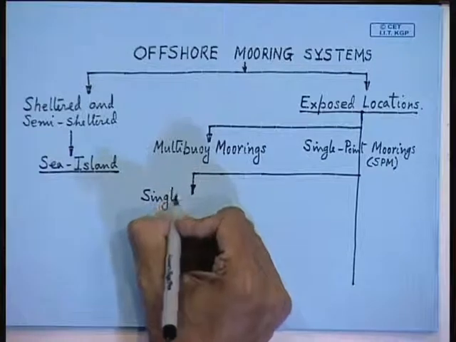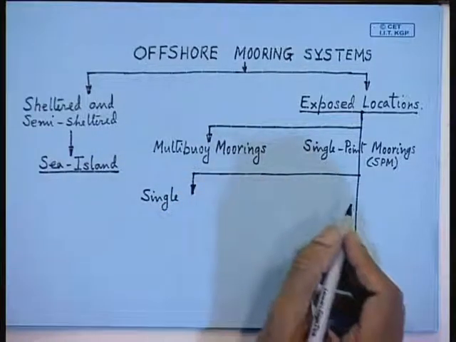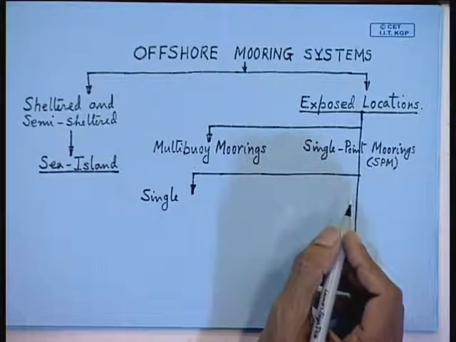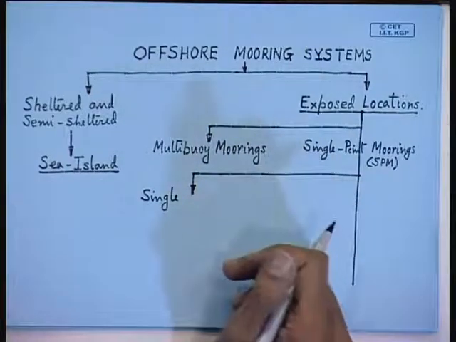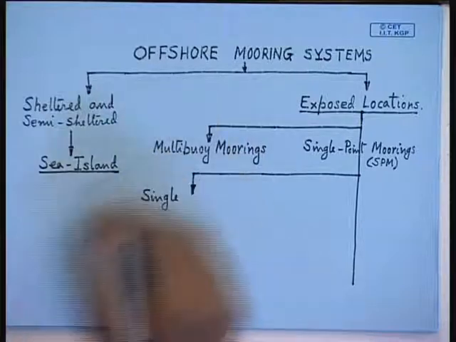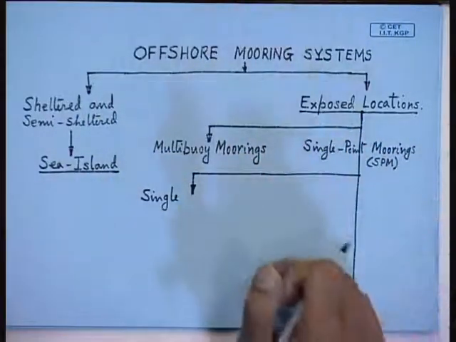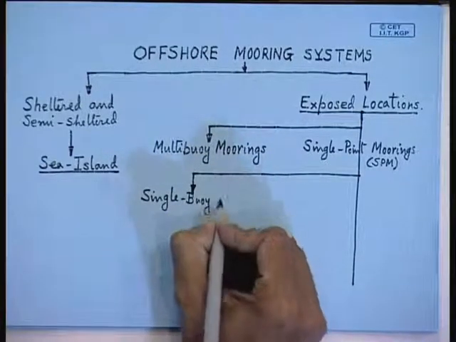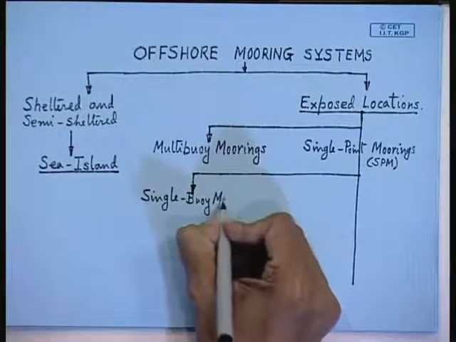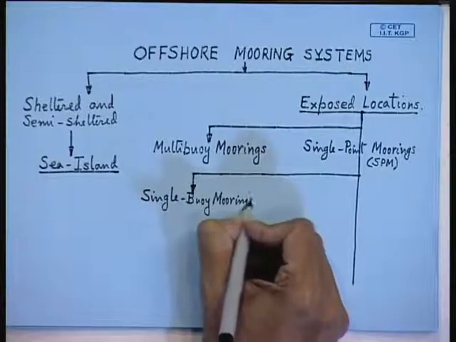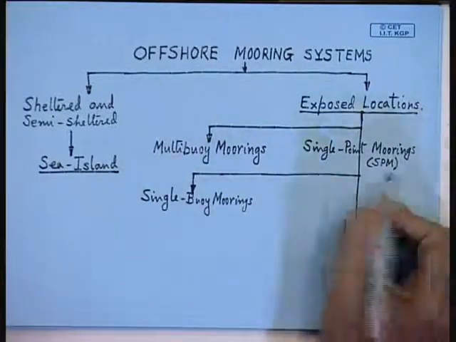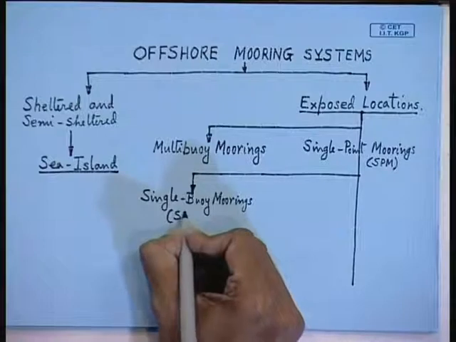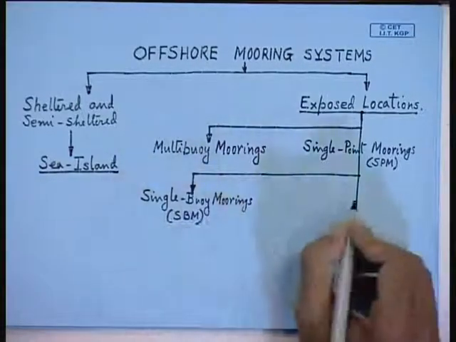Now, in your study of offshore mooring systems, you come across different configurations of buoys. Your TLP, tension leg platform, and your semi-submersible are nothing but a large or massive buoy. So, there are various buoys actually. These are the various types of buoys you find. So, single buoy moorings. In short, they are called single point mooring. These are the fixed type of structure, and these are the floating structure. This is SBM.